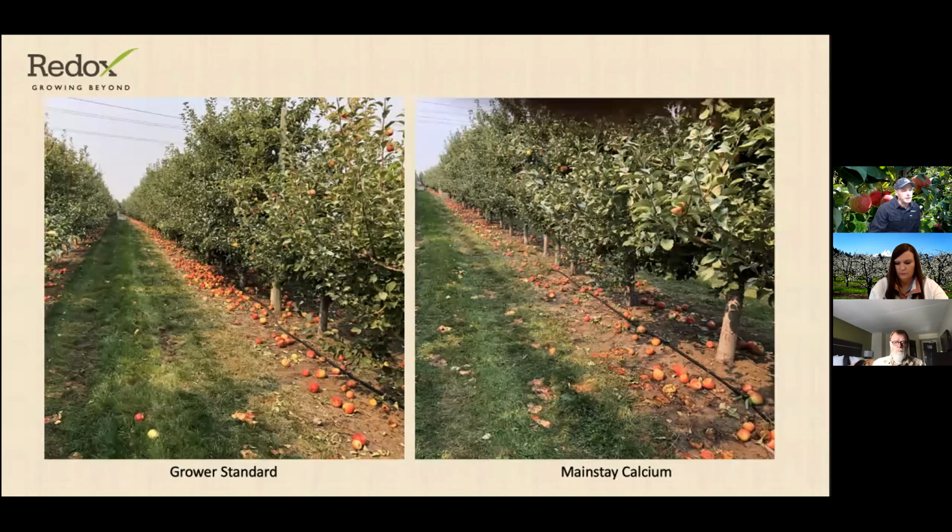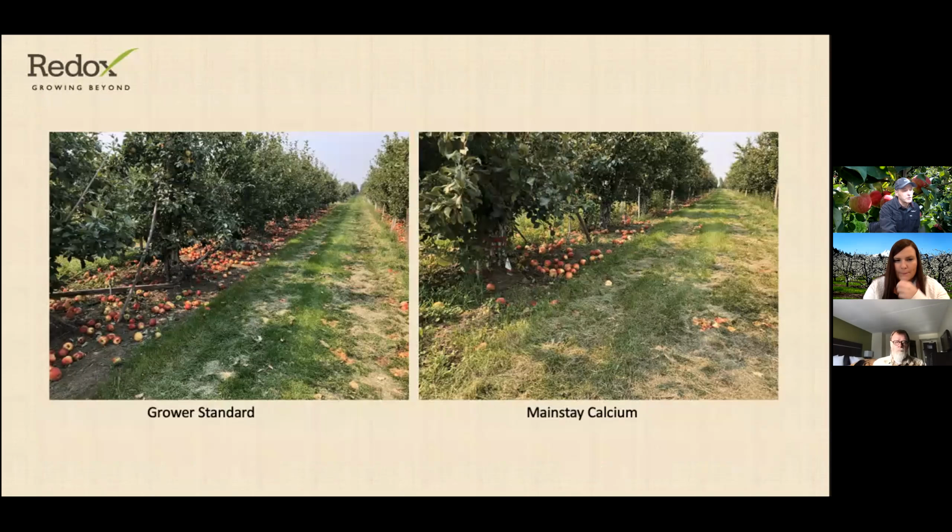And we were able to repeat that this year. The previous slides were 2019, this is 2020, and we're looking for the same thing. In this orchard, some of what's on the ground is bitter pit, but a fair amount of that is just premature fruit drop. So we're seeing this visual benefit in the orchard. In general, the blocks that we treated had less bitter pit this year. It was not a big bitter pit year overall for us in the Pacific Northwest, but we're still seeing this visual benefit on the orchard floor.